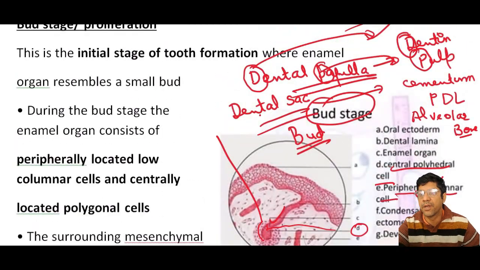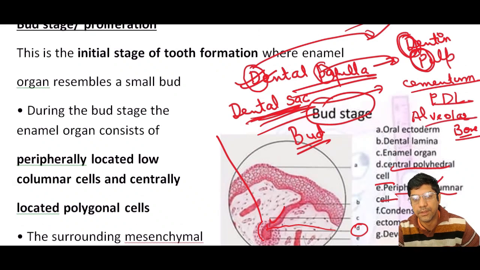So remember this for your entrance exam. The dental papilla would give rise to dentine and pulp, whereas the dental sac would give rise to cementum, periodontal ligament, and the alveolar bone. This stage represents the very early stage of tooth formation, where the enamel organ begins to take shape, and the surrounding cells undergo changes, setting the foundation for the structure that will constitute the future tooth.